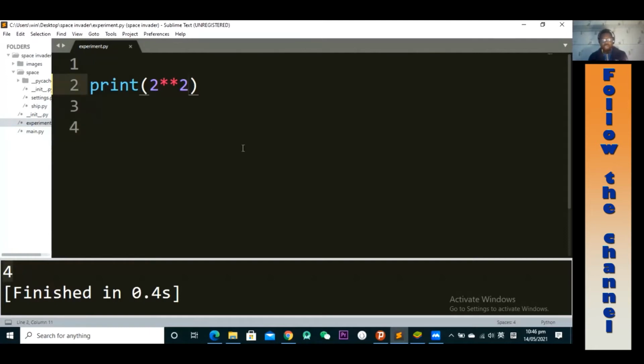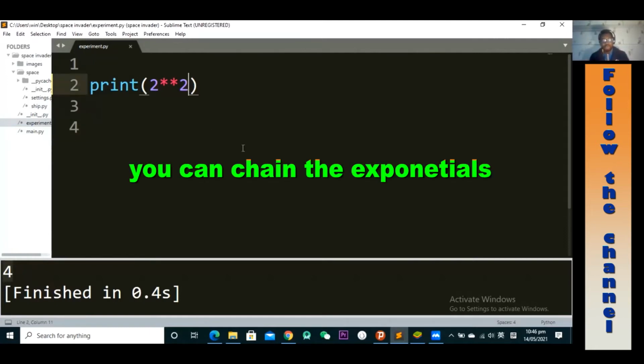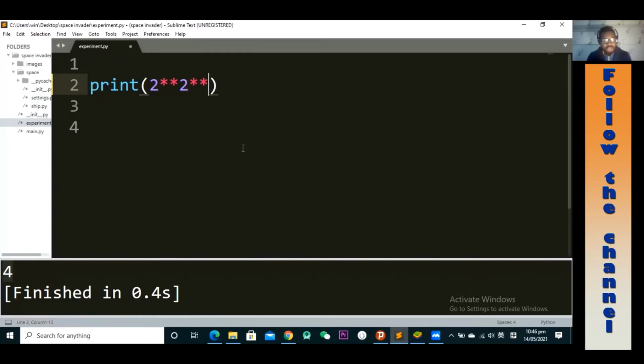I can also chain these exponentiations. How do I chain the exponentials? I can just add on another exponential here, to the power of 2. So what is 2 to the power of 2 to the power of 2? I can solve this from left to right. 2 to the power of 2 is 4, and then 4 to the power of 2 is 4 by 4, which is 16. If I run this, as you can see down here, it's 16. So you can actually chain exponentials in Python. This is simple and straightforward.